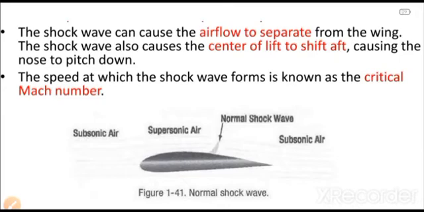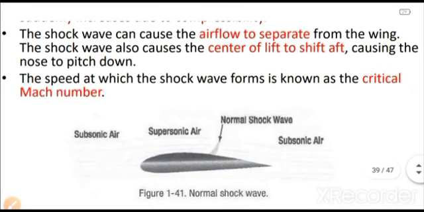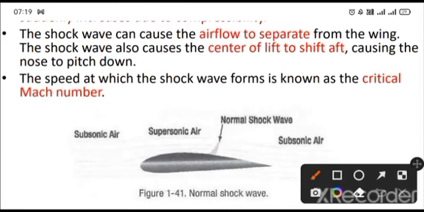The shock wave can cause the airflow to separate from the wing. You can see it is separated from the wing, going away from the wing, and the shock wave also causes the center of lift to shift aft. The center of lift of the aircraft will be going backward, causing the nose to pitch down. So it will not allow the pitch of the aircraft to hold anymore. If the center of lift goes backward, then the aircraft nose will go down. The lift will be decreasing in the forward section and the nose will go down.